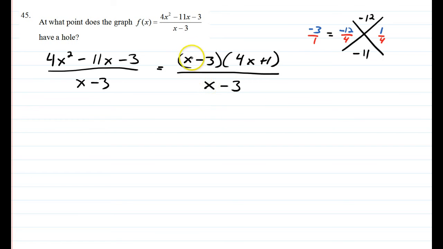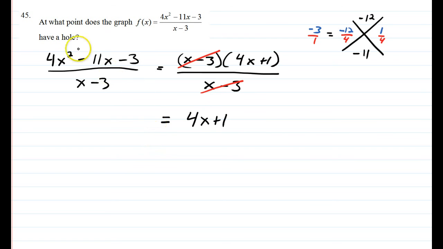And this is going to be my 4x plus 1. So just do a quick little check. x times 4x gives us the 4x squared, and negative 3 times 1 gives us that negative 3. These will give us negative 12, and this will give us a positive 1, so it does work out. Alright, so now we see that the x minus 3 and the x minus 3 are going to cancel, and so this function simplifies to 4x plus 1.